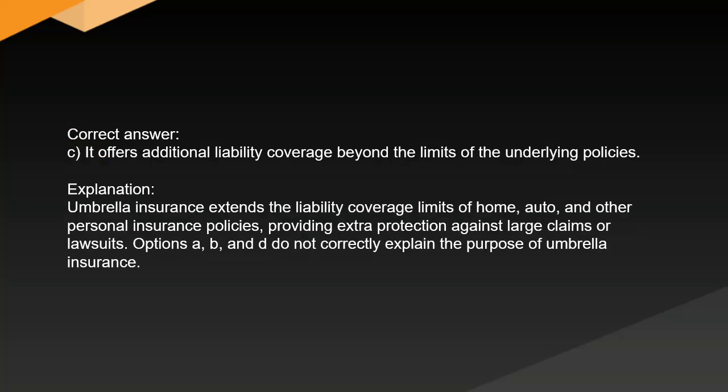Correct answer. C. It offers additional liability coverage beyond the limits of the underlying policies. Explanation. Umbrella insurance extends the liability coverage limits of home, auto, and other personal insurance policies, providing extra protection against large claims or lawsuits. Options A, B, and D do not correctly explain the purpose of umbrella insurance.